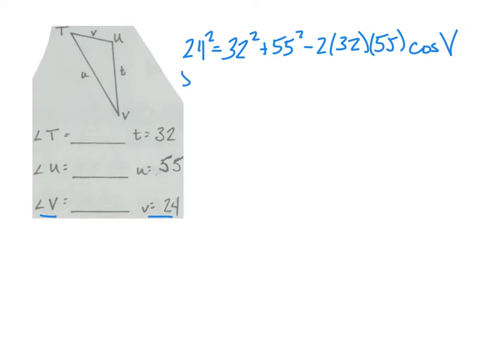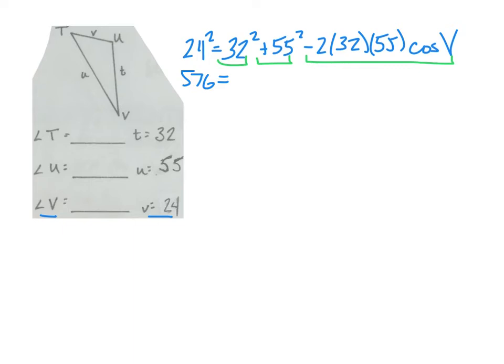24 squared is 576. And when it comes to everything that's on the right, a real common mistake is to go and calculate all of this and say that that is the coefficient of cosine of V. However, it's not. Only a part of that is. What we have here are 3 separate terms. And it's only 2 times 32 times 55 that's going to end up being the coefficient for cosine V.